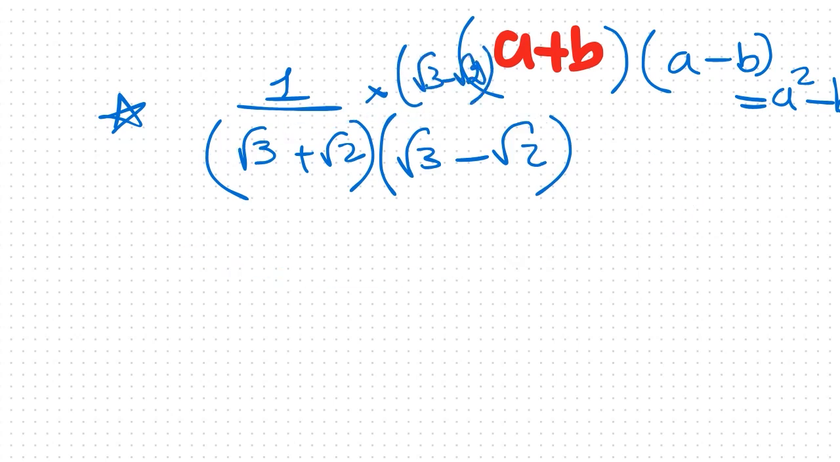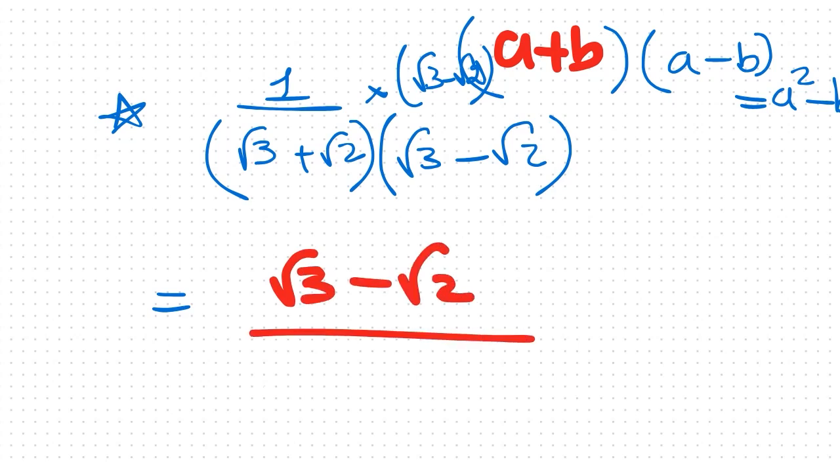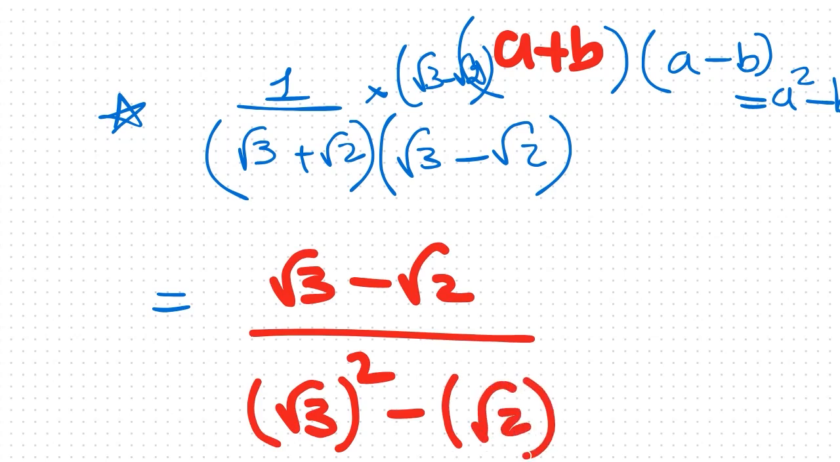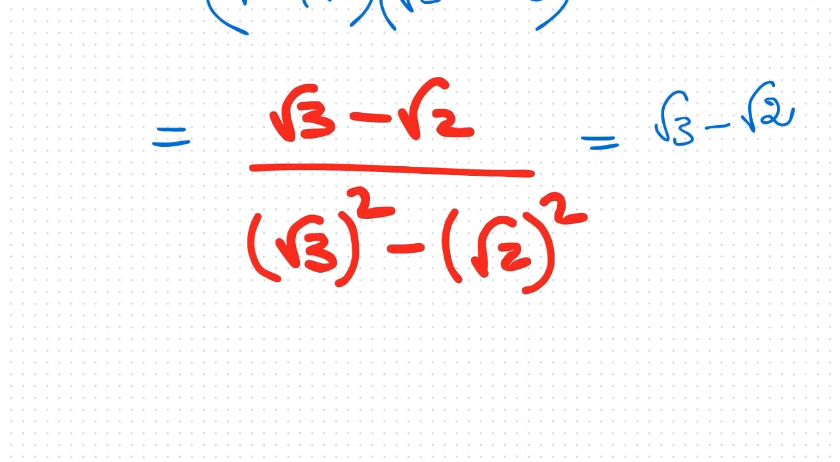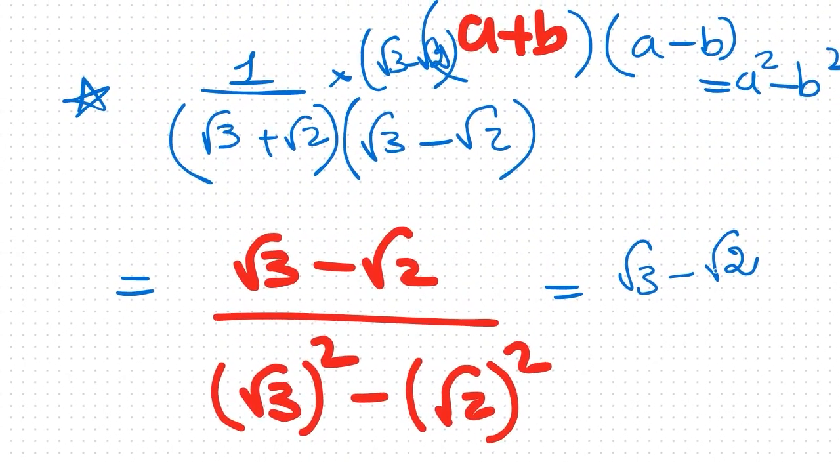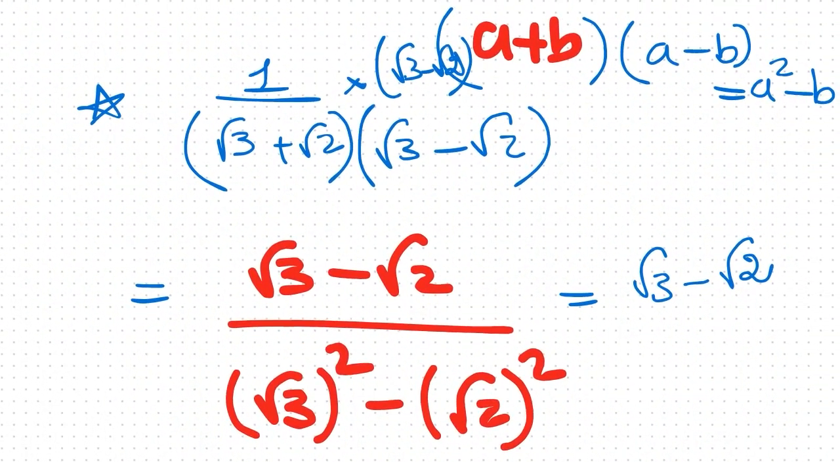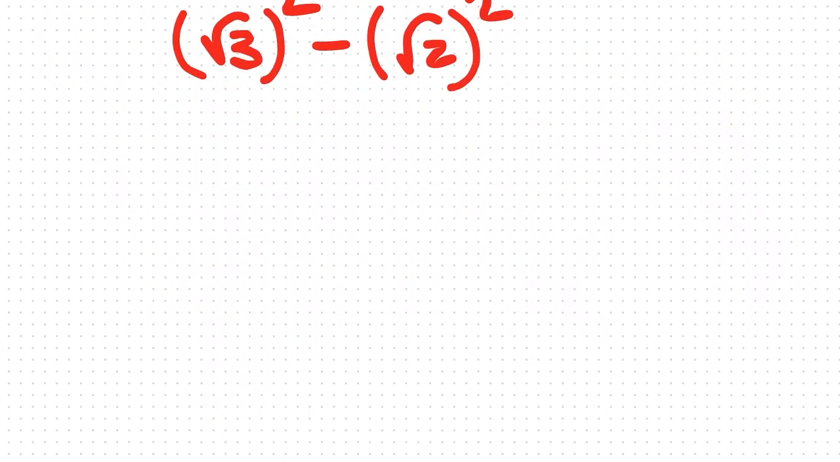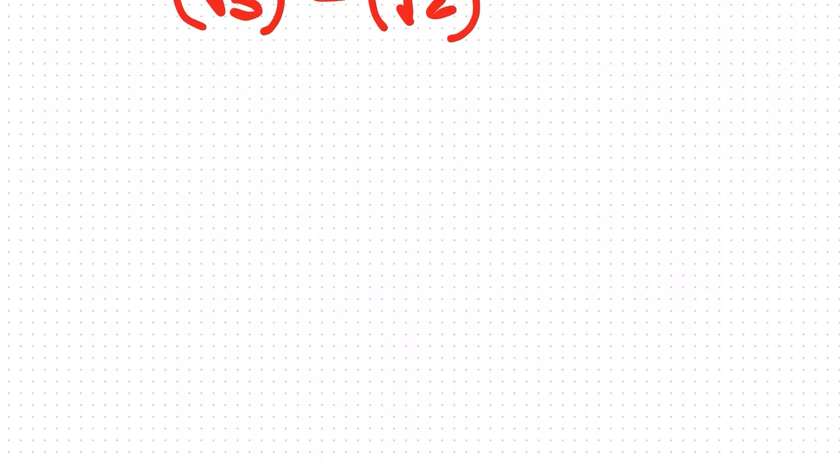So what is the denominator value? 3 minus 2. And then the numerator, what is left? Root 3 plus root 2 into root 3 minus root 2, which is a square minus b square. So root 3 minus root 2 in the numerator. The denominator is just 1, 3 minus 2, which is 1. So the denominator has been rationalized. Do you get it? So the number 3 formula is going to be useful when we are talking about the topic rationalizing the denominator.